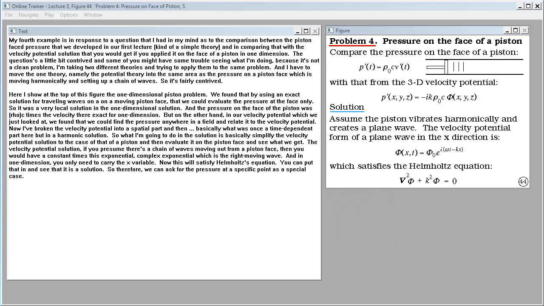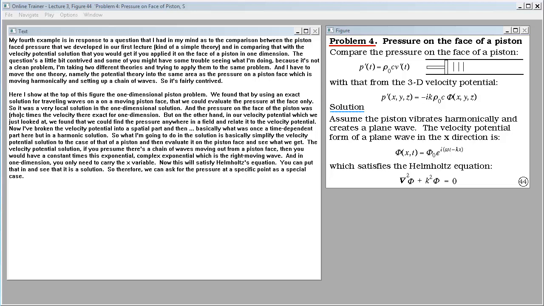The question's a little bit contrived, and some of you might have some trouble seeing what I'm doing, because it's not a clean problem. I'm taking two different theories and trying to apply them to the same problem, and I have to move the one theory, namely the potential theory, into the same area as the pressure on a piston face, which is moving harmonically and setting up a chain of waves. So it's fairly contrived.